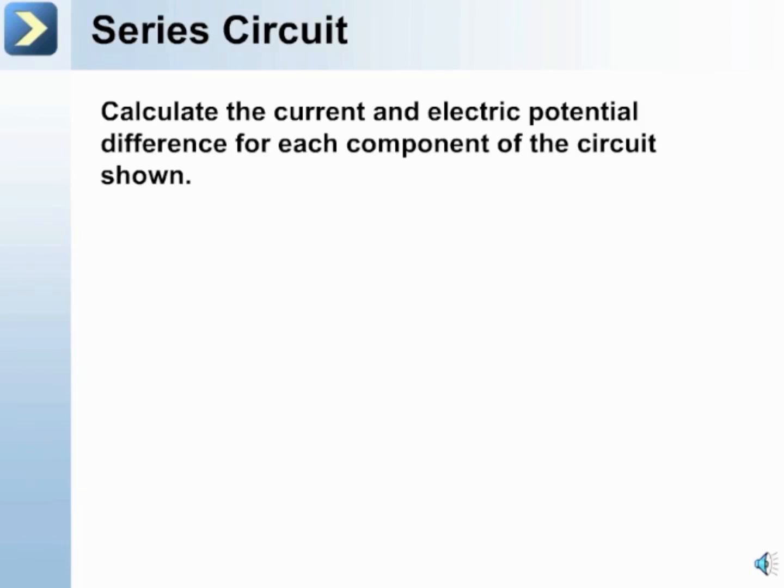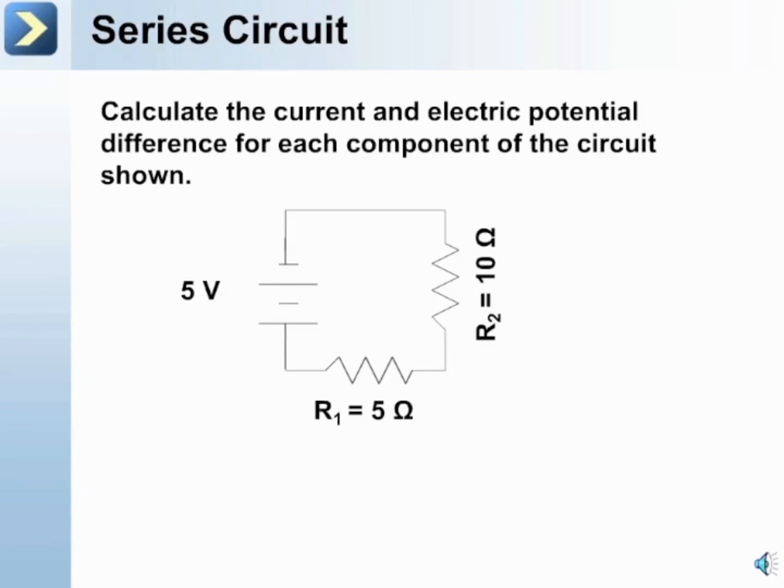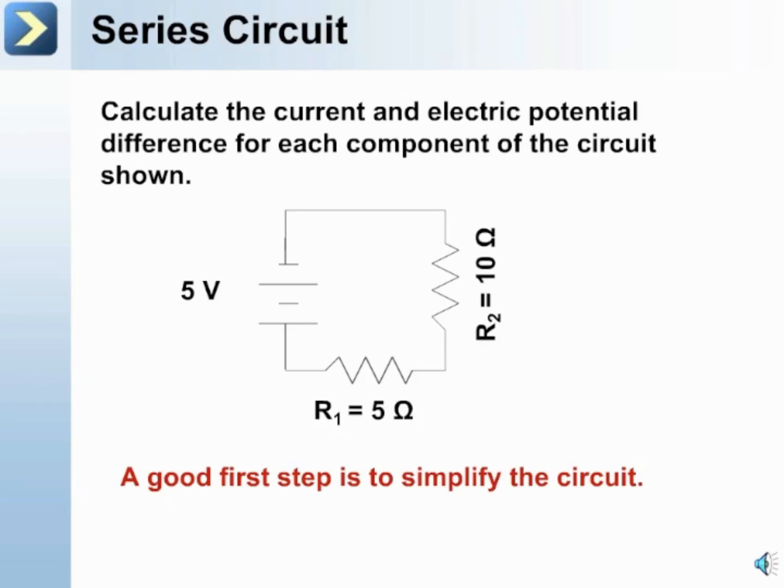Alright, so in this series circuit, we want to calculate the current and electric potential difference, or voltage, for each component of the circuit shown. So we have a 5-volt battery, we have a 5 ohm resistor, and we have a 10 ohm resistor. A good first step is to simplify the circuit. And it's good to simplify the circuit because then it's much easier to work with.